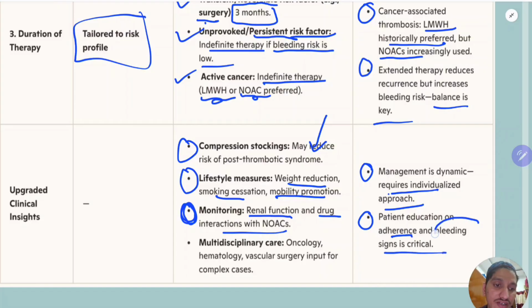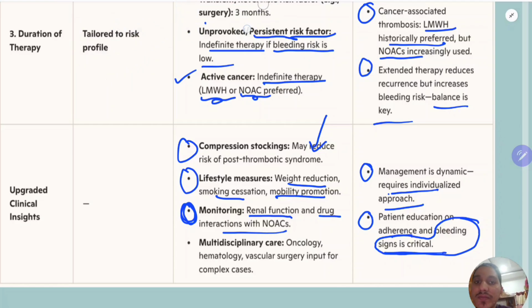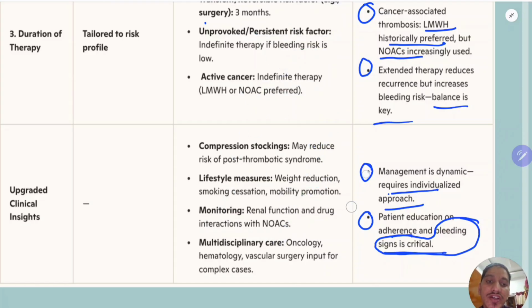So you should counsel the patient to watch for any bleeding signs, bleeding in the skin or bleeding in the mucous membrane. You should counsel the patient for that. So you have known the duration of the therapy also.